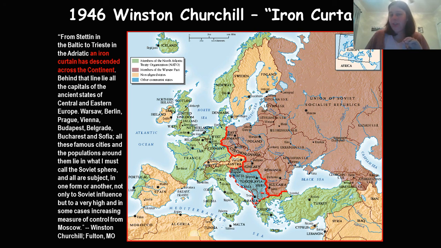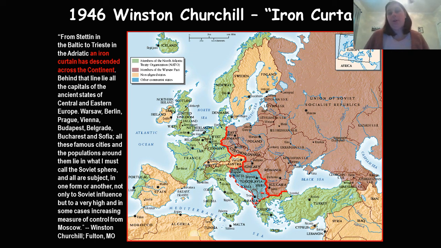Repeat, the Iron Curtain is not an actual curtain. We're going to get to the Berlin Wall, which is an actual physical wall, right? But this is not a physical divide. It's a metaphor for the division that sprung up again between communist and non-communist Europe on an east-west axis. The Iron Curtain is a pretty important phrase that you definitely need to understand.